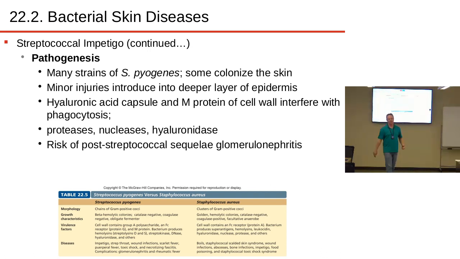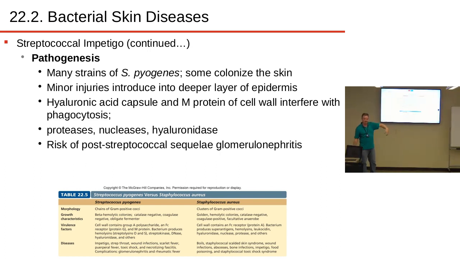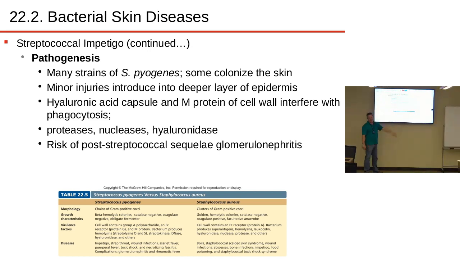You get a minor injury, some sort of scrape, some sort of burn, some sort of other injury, and now you've got an open wound there. The bacteria is now able to get into places a little bit deeper than it should be, causing these blisters to form. There are two major virulence factors here.